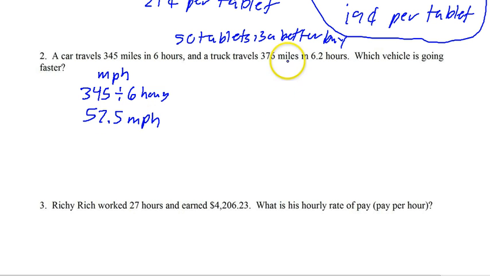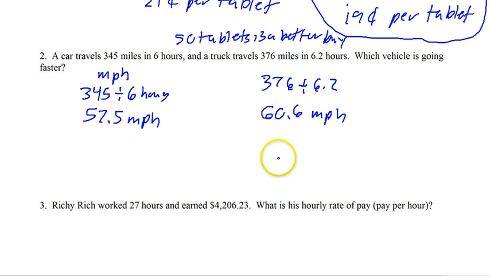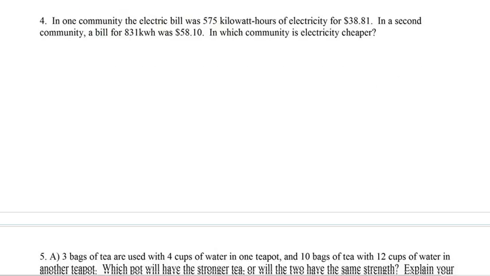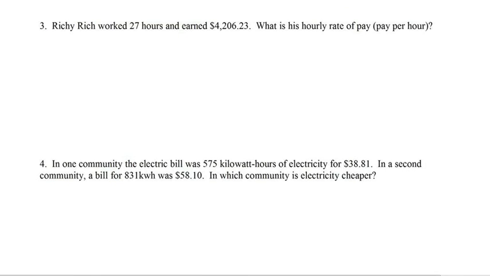So hit pause and tell me what the miles per hour is for the truck. Hit pause now. So we got 60.6 miles per hour. So which vehicle is going faster? The truck. And that's it. See, unit rates are very important for comparing two different things. So here's two more for you to try. I want you to give them a shot. Okay? I want you to use a unit rate to determine whatever the question wants you to answer. So try number 3 and try number 4. Hit pause now and give them a shot.